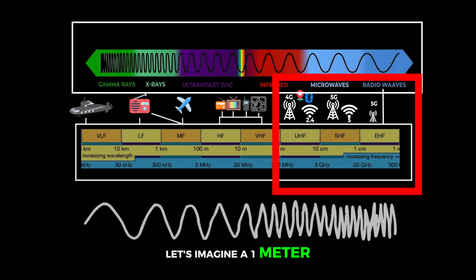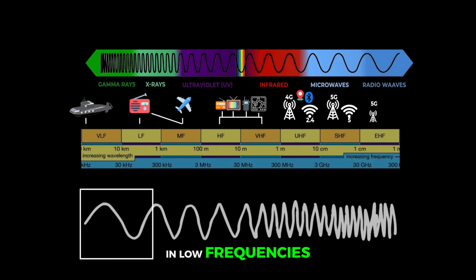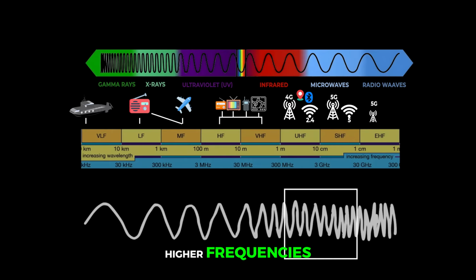Let's imagine a 1 meter square. In low frequencies, you get fewer bits of information in that area, like one wave. But at higher frequencies, you get many more bits of information packed into the same space. That's why new wireless tech uses higher frequencies. They can carry more data.